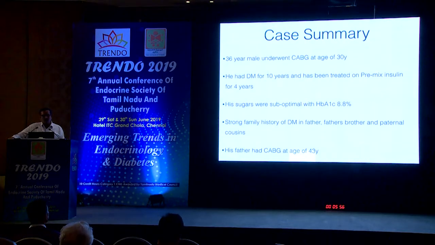Case number 2, a 36-year-old male underwent CABG, at a very young age. He's also had diabetes for 10 years, so age of diagnosis was in the 20s. Was treated with premixed insulin for about 4 years. Sugars were poorly controlled, A1C 8.8. Strong family history of diabetes in father's brother and paternal cousins. And his father also had a CABG at age 43.